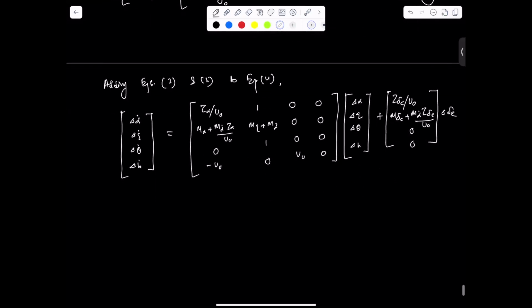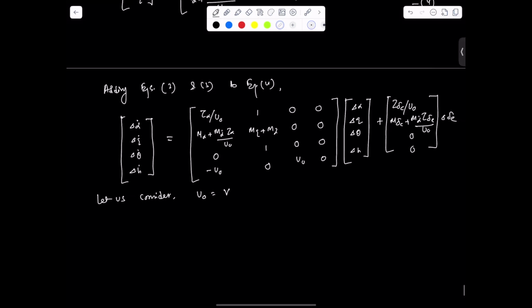So here, let us consider u naught equal to the velocity, which is the assumption we are considering. Now we'll be designing the autopilot: how we can control this del H over time. This is how we can maintain the altitude hold of the aircraft. This is very important, the autopilot design.